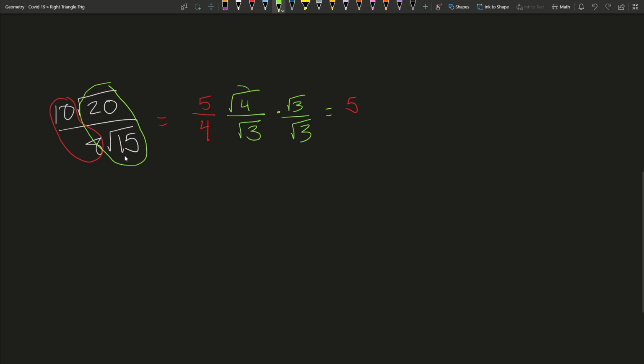The square root of 4 is 2. So then this really becomes 5 times 2 times rad 3. And then on the bottom, again, the 4 stays there. Rad 3 times itself just becomes 3.